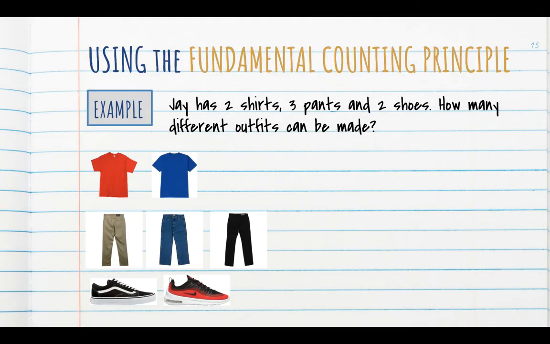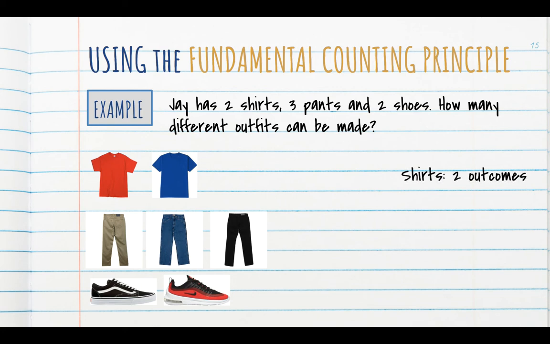The fundamental counting principle is really a great choice when the number of combinations are larger, so that you don't have to write a very long organized list or make a very large tree diagram. So let's say that Jay has 2 shirts, 3 pants, and 2 shoes, and how many different outfits could be made? Well, this could get pretty lengthy for an organized list or pretty large for a tree diagram, so let's use our counting principle, especially because we're not interested in knowing the specific outfits, just the number of outfits.